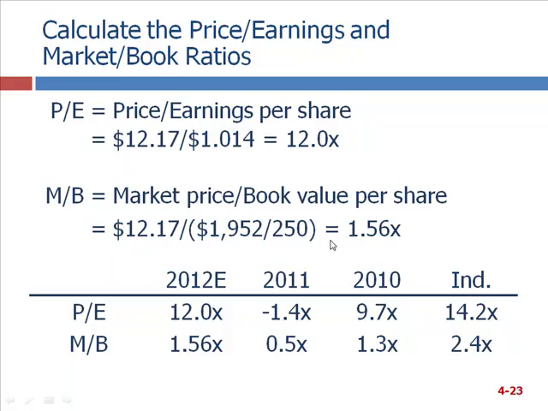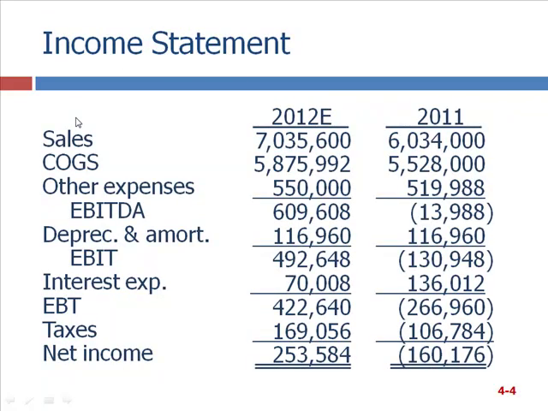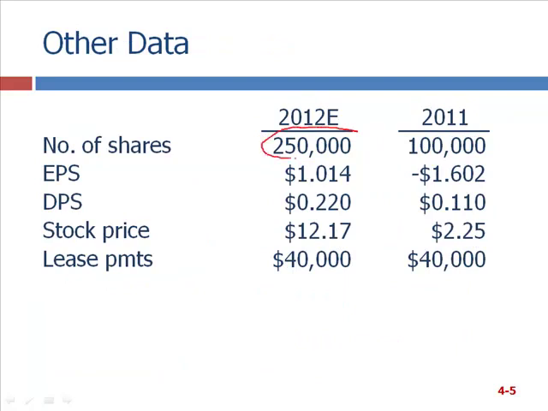In the price earnings ratio, the PE ratio, you are comparing the price of the stock per share to earnings per share. Now everybody should know what earnings per share are. Let's take a look at that just in case, as a review. Earnings are your net income. Looking here at net income, I see that that's $253,584. If I divide that by the number of shares outstanding in that year, 250,000, then I get earnings per share, which is approximately $1.01.